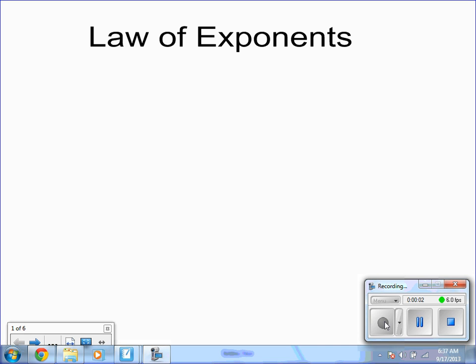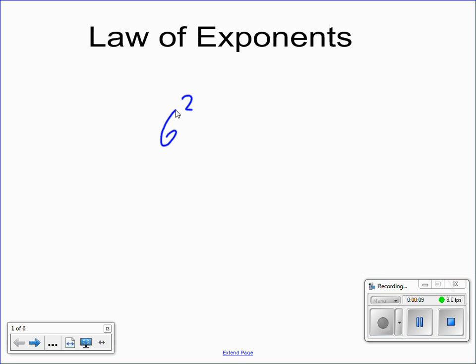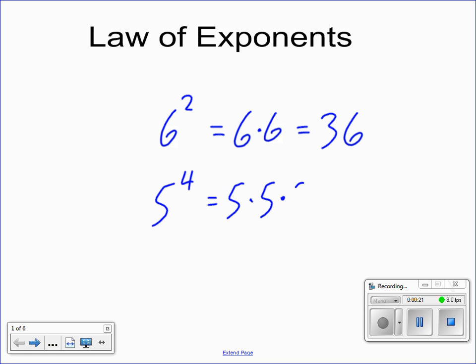Today you're going to learn about the law of exponents. So we've already been talking about exponents a little bit, and we should know that 6 squared is the same as 6 times 6, which equals 36. 5 to the 4th power is the same as 5 times 5 times 5 times 5. I have 1, 2, 3, 4 5s, and I can figure out what it's equal to by multiplying them out.